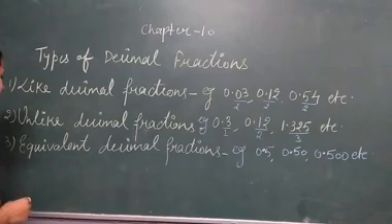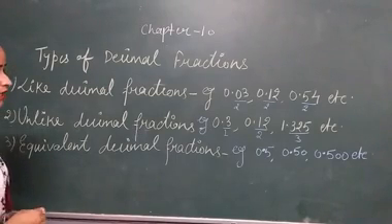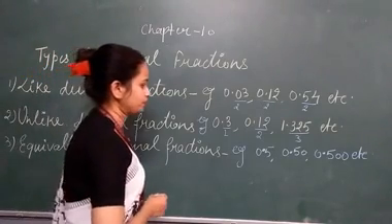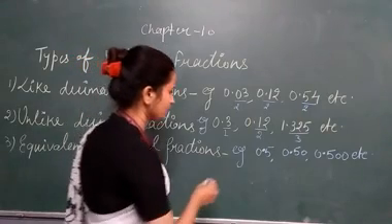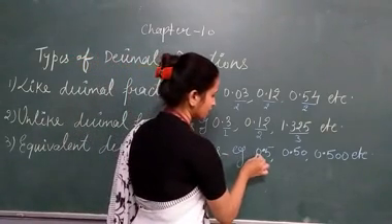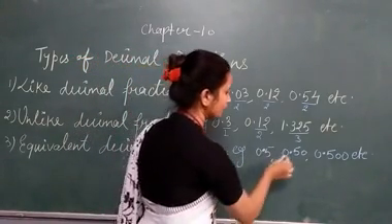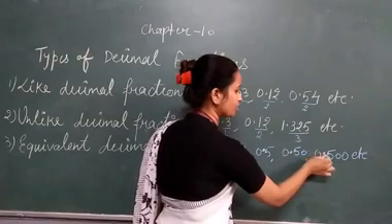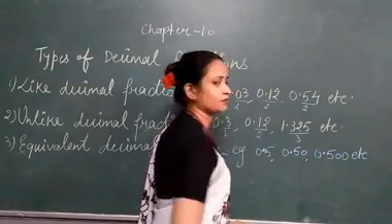Now third, equivalent decimal fractions. For example, 0.5, 0.50 and 0.500 etc.